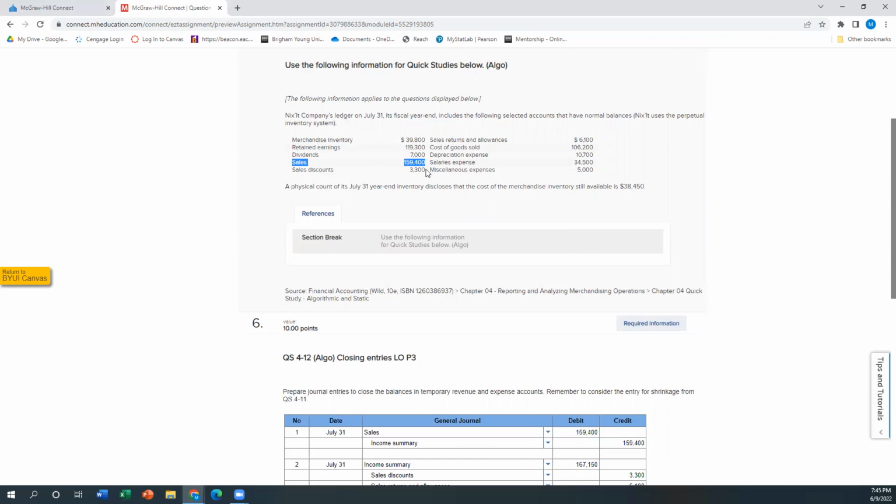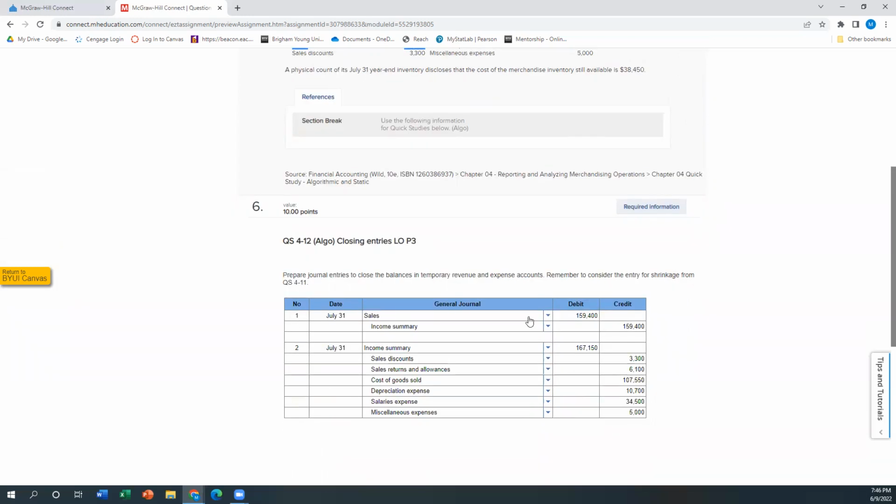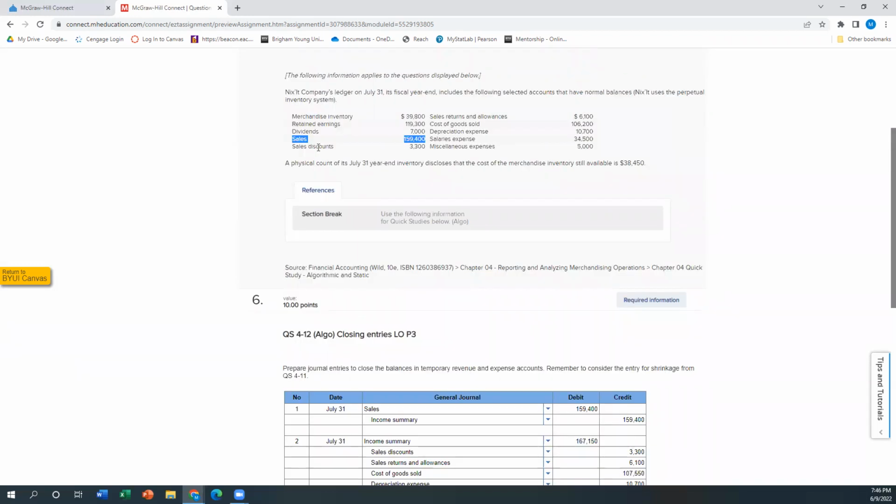So to close it, we'll debit that account, and then we'll credit income summary. But then to deal with our sales discounts and returns and other things, we're going to have to deal with all of these expenses. So let's see. I've got sales discounts. I've got sales returns and allowances. I've got cost of goods sold, depreciation expense, salaries expense, and miscellaneous expense. And then I've got this little kicker right here.